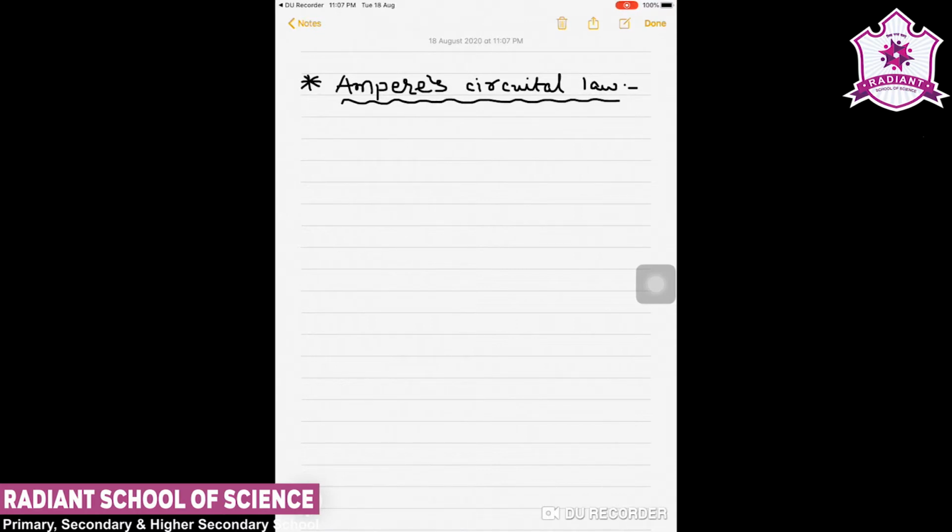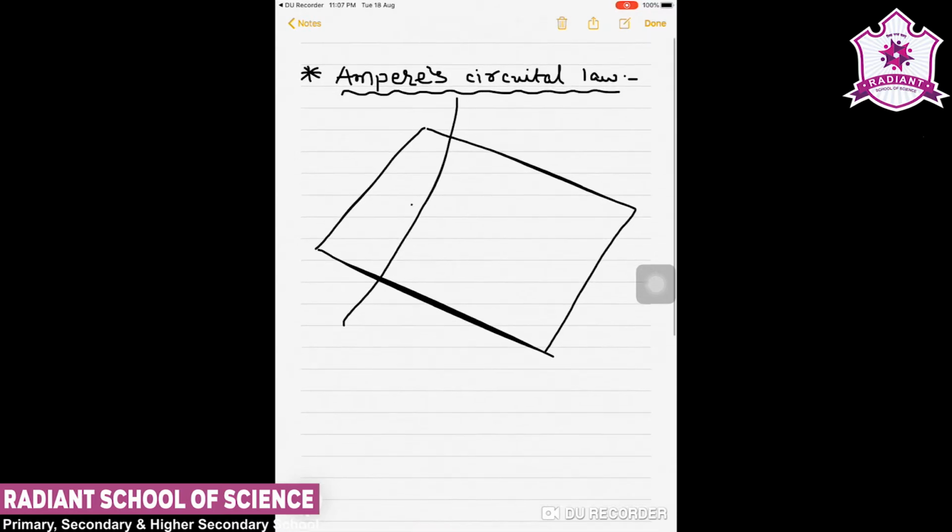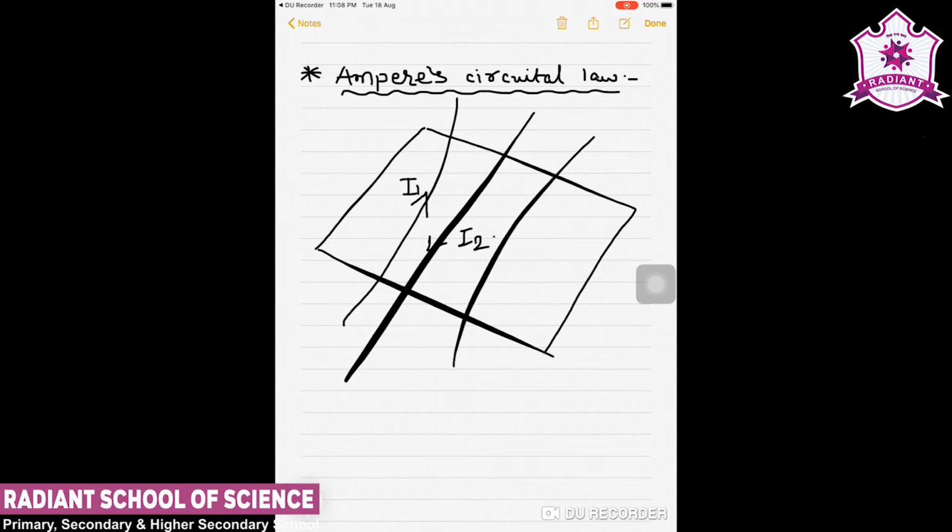To understand it, we have to assume one imaginary plane or a loop through which some current is passing. Say this is one imaginary loop. Through this plane or region, some current is passing. Say here current I1 is passing through this, some current I2 is passing in this downward direction, some current I3 is passing in this direction, and some current again passing, that is I4, in upward direction, like this.